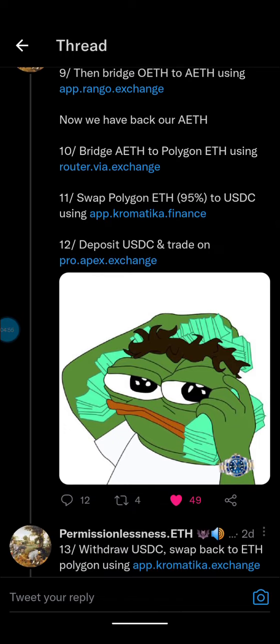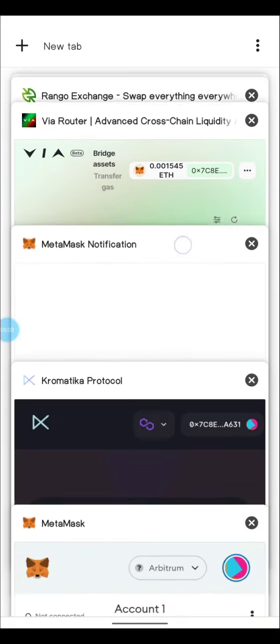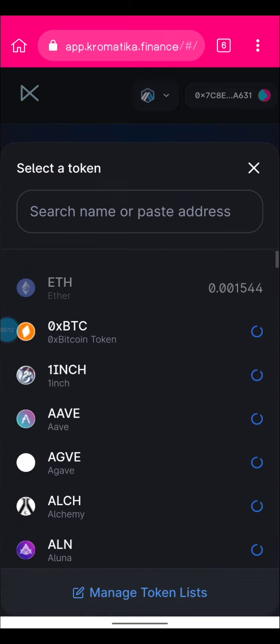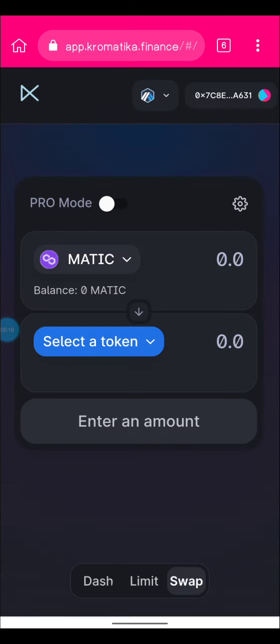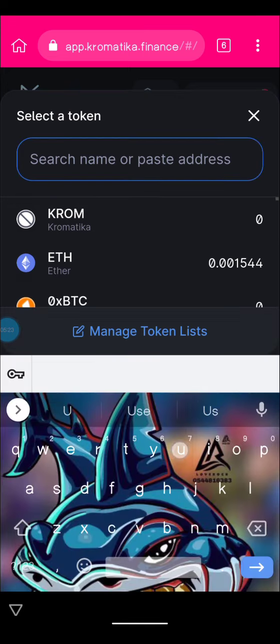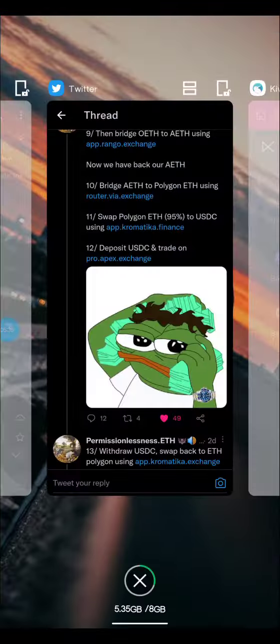Then we're going to be swapping the Polygon to USDC. That means we're going to go right back to Kromatika. This is a nice platform, guys. We're going to be having Matic, as swapped from router, so we're going to be swapping it to USDC. So this is how it's going to look, guys. We're going to swap your Matic to USDC for the next thing to do.